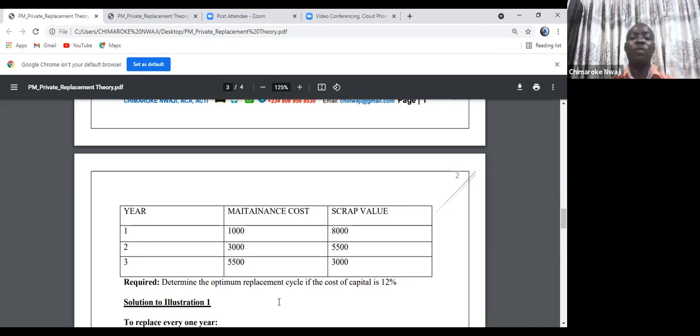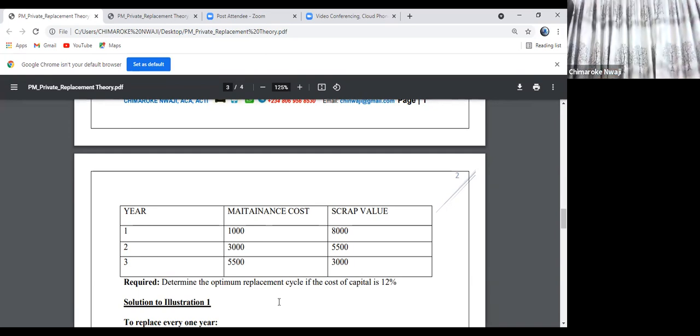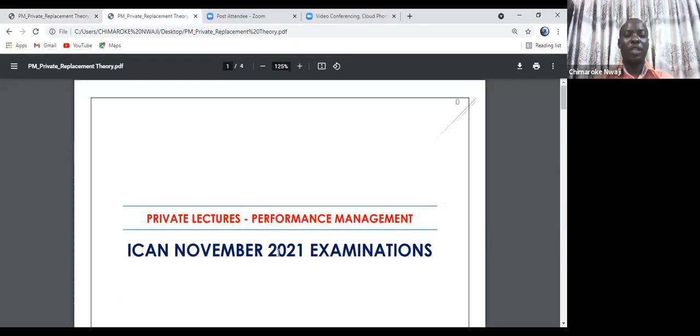Now, the mention of the words cost of capital tells us that we are going to use the time value of money. So I'm going to show you how to calculate with the time value of money, and I'm going to show you how to deal with the method of ignoring the time value of money. Just a moment, let me get this calculator. All right, now let's get our solution page.